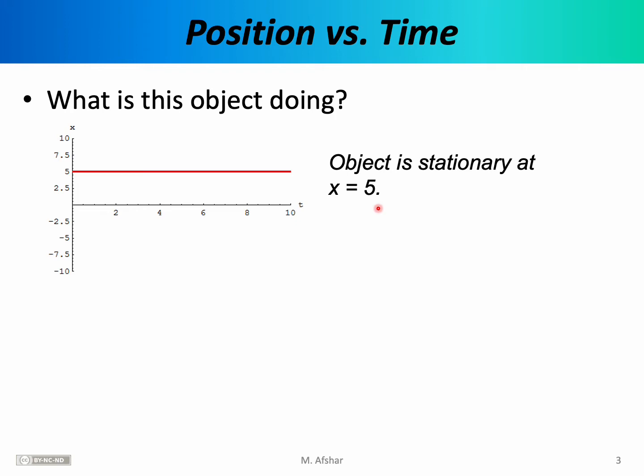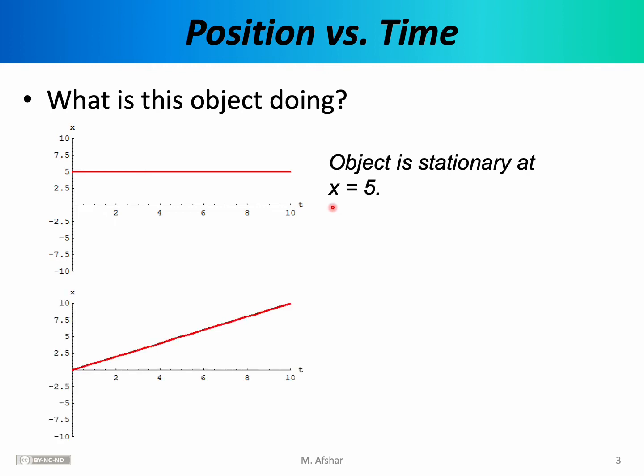If I asked you what's the position of this object at t equals 0, you would say 5. If I said what's the position 2 seconds later, you would say 5. And if I said what's the position at 10 seconds, you would say 5. So this is the graph that represents, for example, a car that might be parked on the street at coordinate x equals 5. Not a very exciting example.